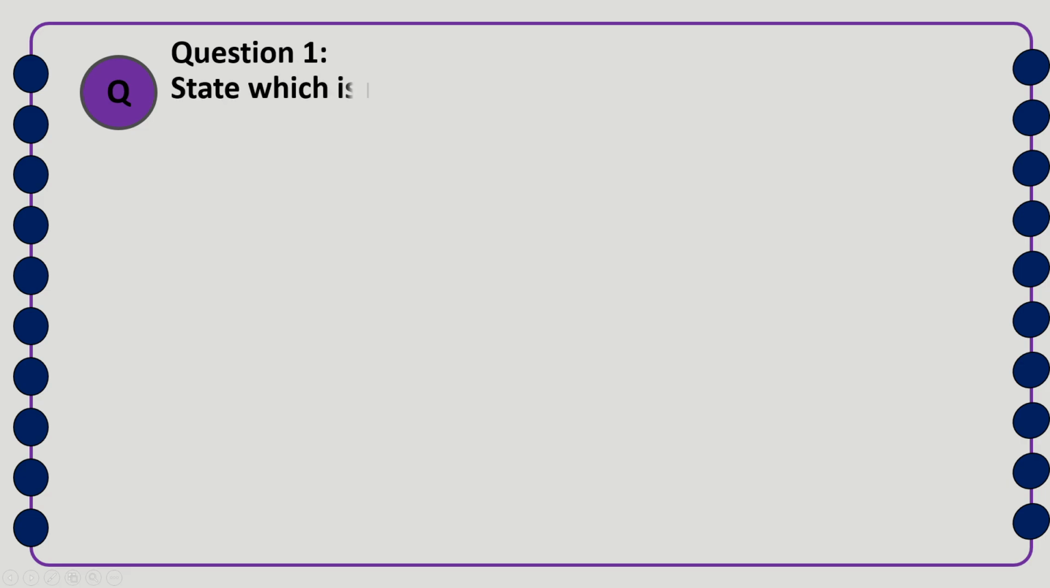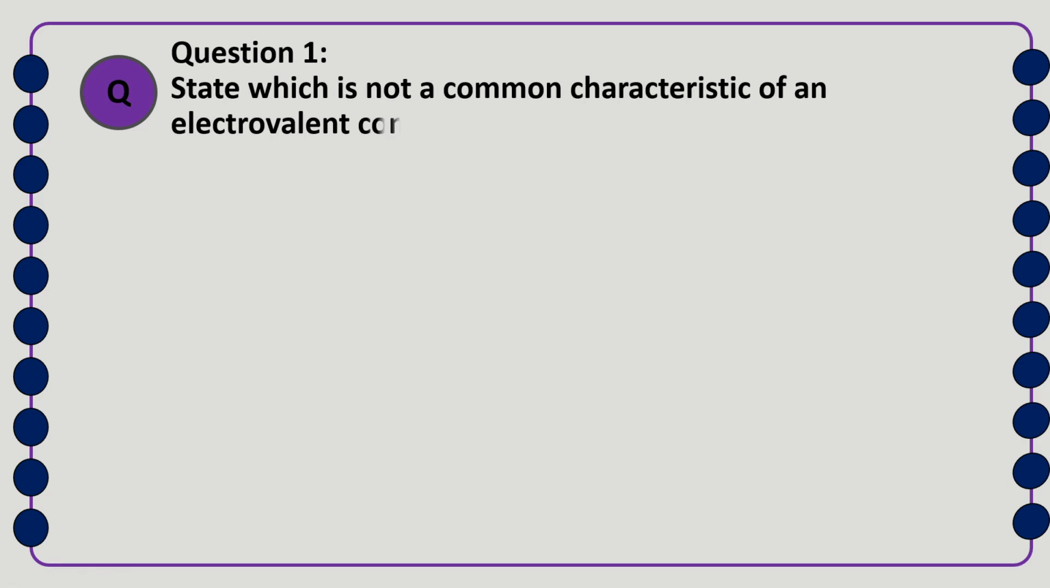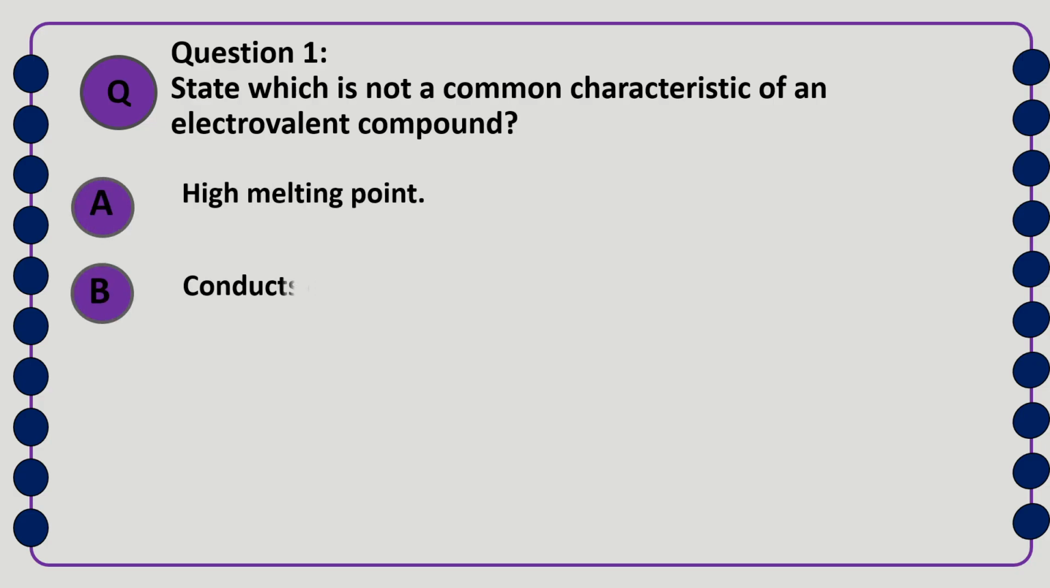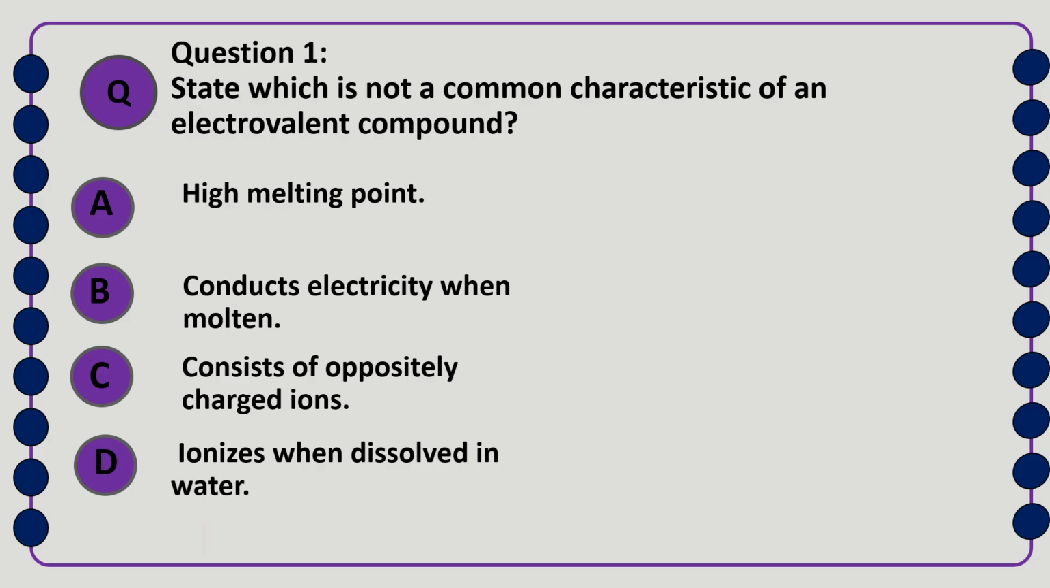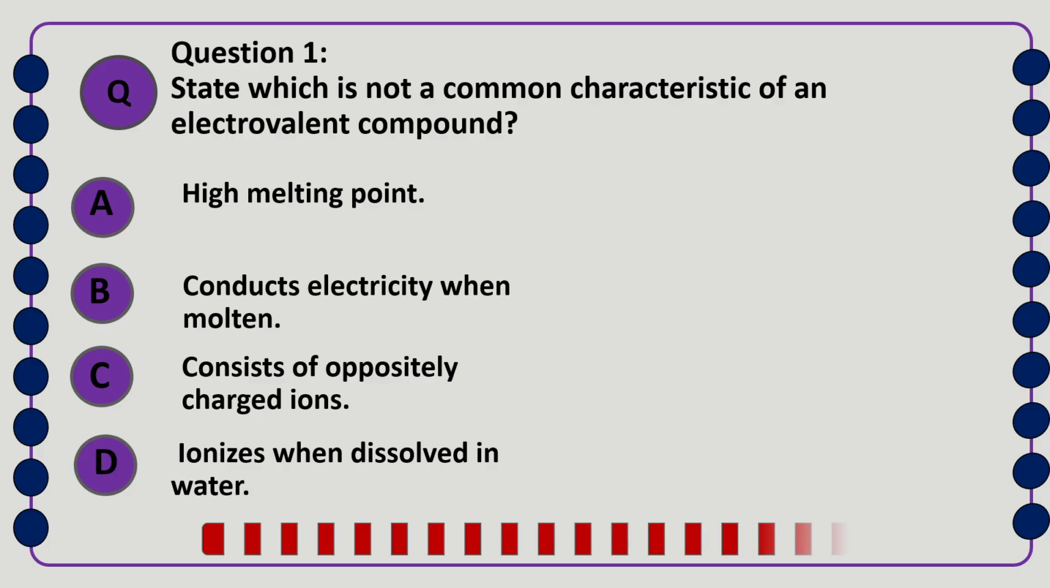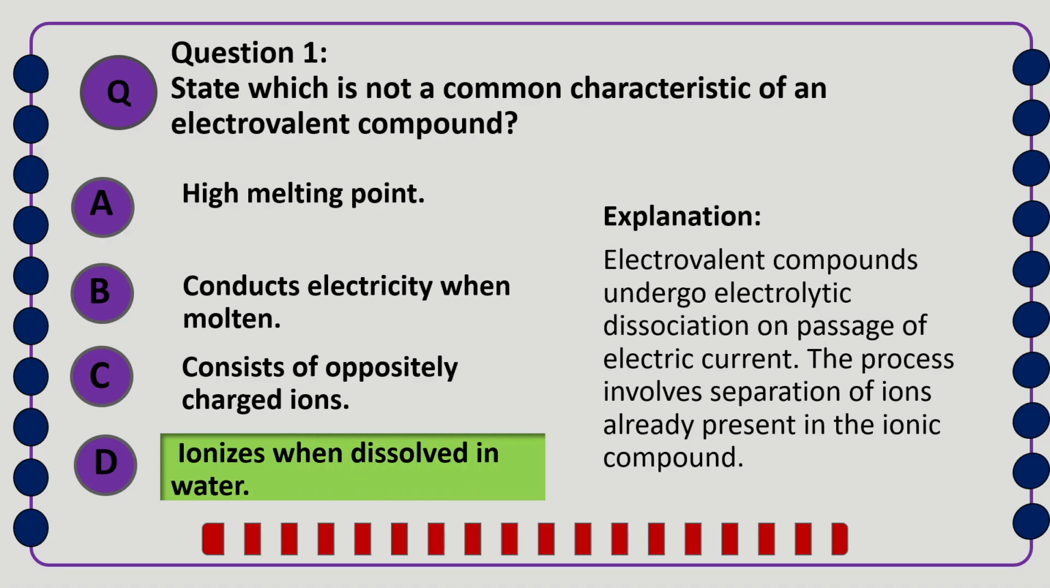Question number 1. State which is not a common characteristic of electrovalent compound. High melting point, conducts electricity when in the molten state, consists of oppositely charged ions, ionizes when dissolved in water. The correct answer is ionizes when dissolved in water.